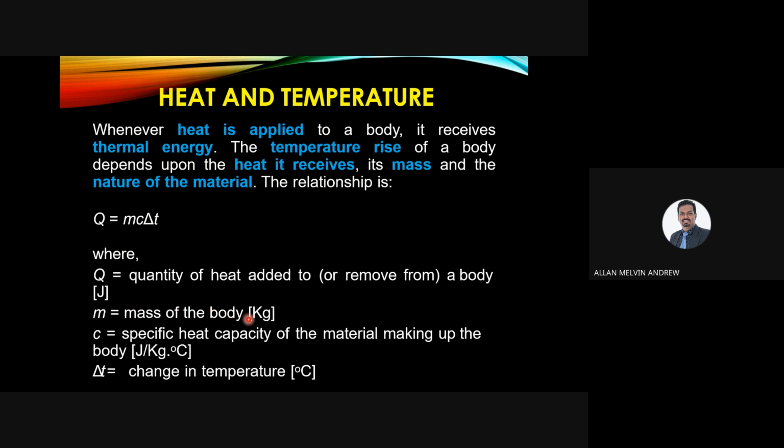M is the mass of the body, C is the specific heat capacity, which will usually be given for the material. Plastic has a different specific heat capacity, and iron has a different heat capacity. Usually it will be given in the question. Change in T is the change in temperature, in Celsius, and Q is the quantity of heat. So heat is energy, and it can be quantified. It can be calculated when it's added or removed from a body.